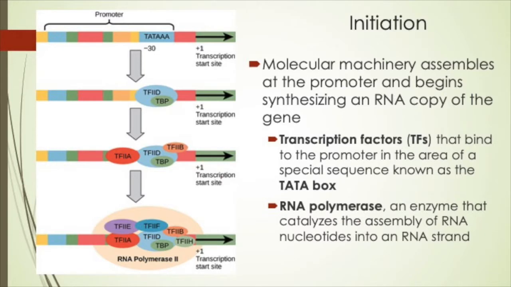Transcription takes place in three different stages: initiation, elongation, and termination. Pretty simple. Where it starts, where it's going, and where it ends. First, we have initiation. Molecular machinery assembles at the promoter and begins synthesizing the RNA copy of the gene. We have the promoter region where it starts.